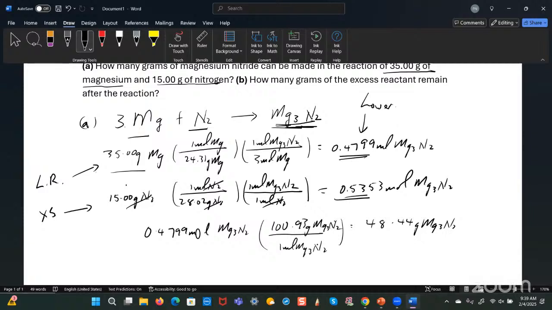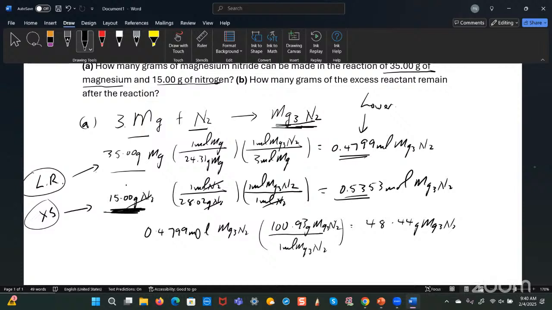All right, so the B part is asking how many grams of the excess reactant remain. So that's the reason why I identified the limiting reactant, right? And the excess reactant, right? The limiting reactant is the magnesium, the excess reactant is the nitrogen. So therefore, what the B part is asking is how much of the excess reactant remains, in other words, how much of the nitrogen remains.